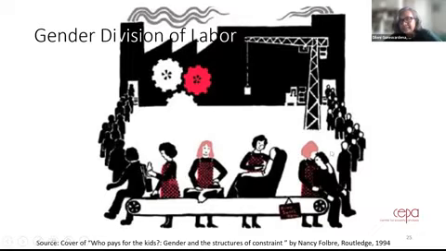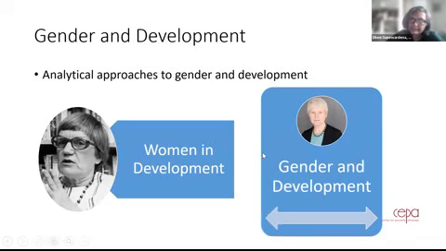So this is pointing out to us that there's an entire amount of work here that does not get counted and that is typically invisible in economics. And so that is one of the main contributions of the gender lens to economics.